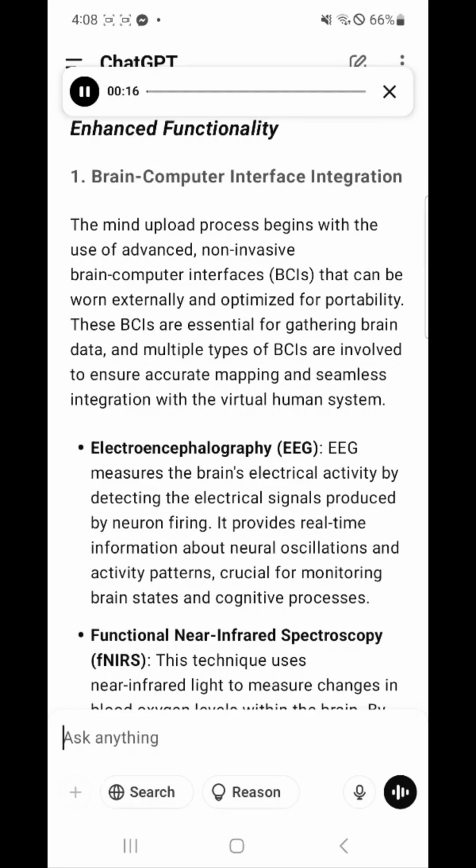worn externally and optimized for portability. These BCIs are essential for gathering brain data, and multiple types of BCIs are involved to ensure accurate mapping and seamless integration with the virtual human system.